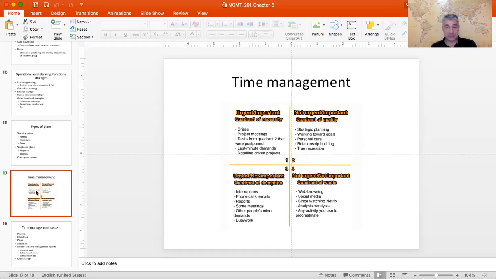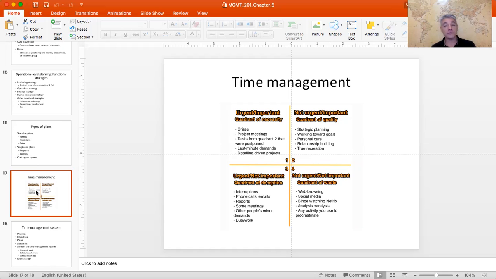Hopefully, the majority of your tasks will fall into the second quadrant, something that is important but not urgent. So things like strategic planning, working towards goals that have been established some time ago, personal care, relationship building, recreation. These are all the things that are important to you as a person, as a professional, as an individual, but it's not urgent, right? Important, but not urgent.